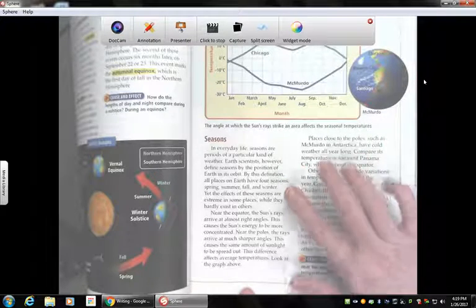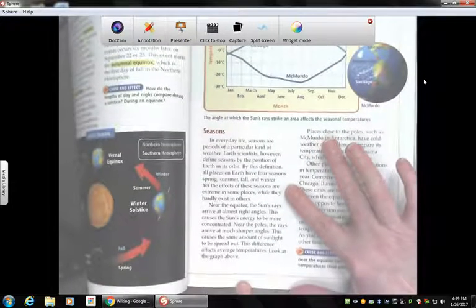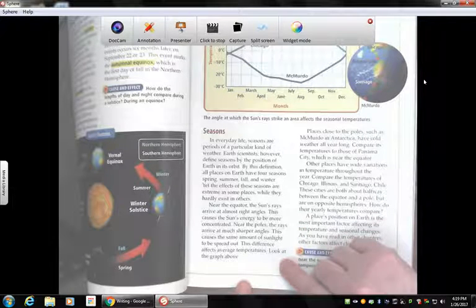Yet, the effects of these seasons are extreme in some places, while they hardly exist in others. Near the equator, the sun's rays arrive at almost right angles. This causes the sun's energy to be more concentrated. Near the pole, the rays arrive at much sharper angles. This causes the same amount of sunlight to be spread out. This difference affects average temperatures.